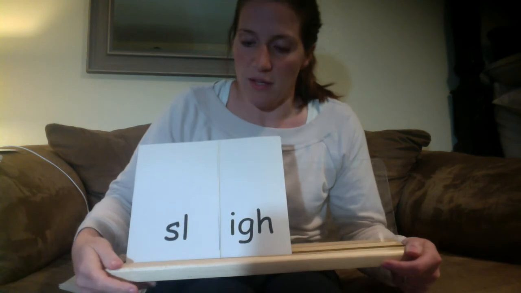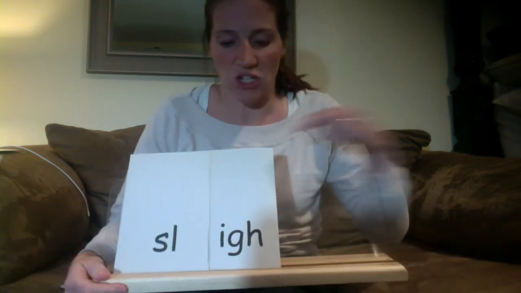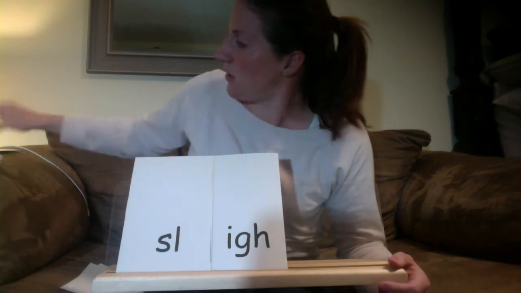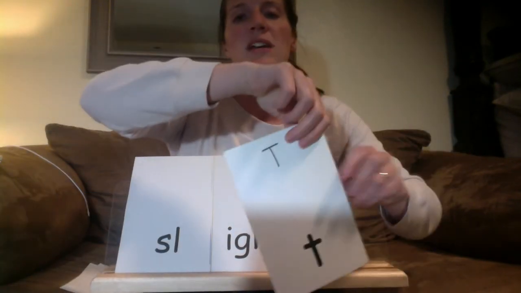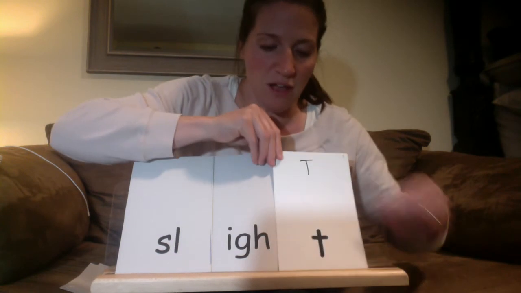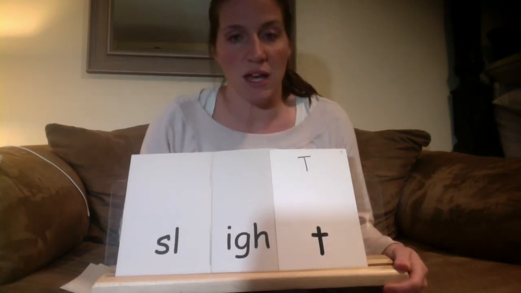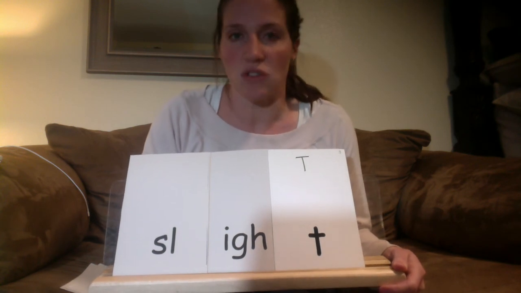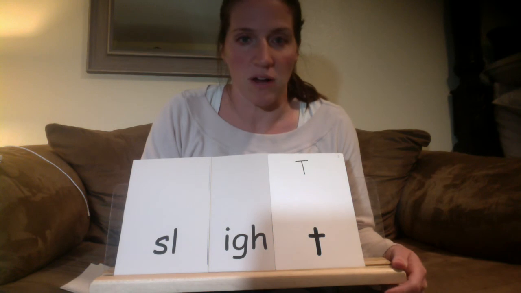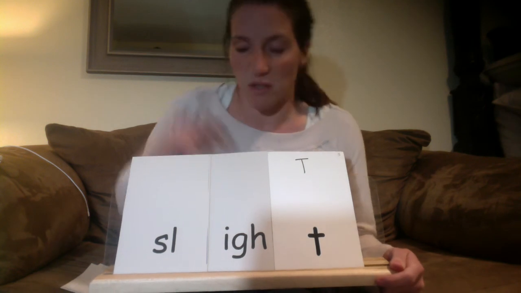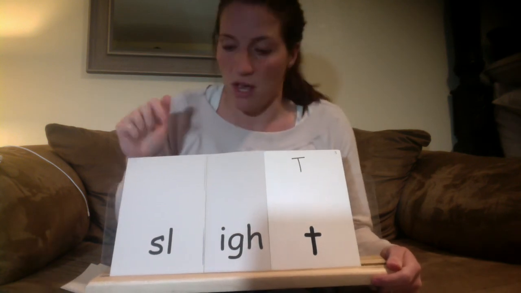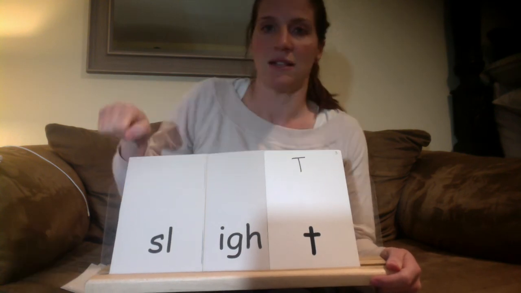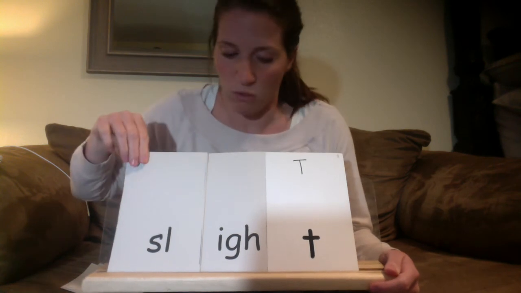Sly. Okay, so now that we've practiced some with the IGH on the end, we're going to add the most common IGH ending on these, which is whenever you hear a T at the end of these long I words, most of the time it will be spelled with an IGH. There's still not a special rule for it, so you're still going to have to look at these and memorize them. So we're going to practice some of these. We also have some blends that we're going to be practicing with. So SL says SL, slight.